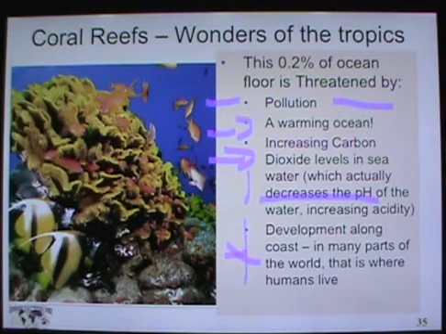We also have development along the coast. In many parts of the world, that's where humans live. So we develop along the coast, we impact coral reefs from that development. Just by changing how the water flows and how much sediment gets out there, or putting more out there, we change things.